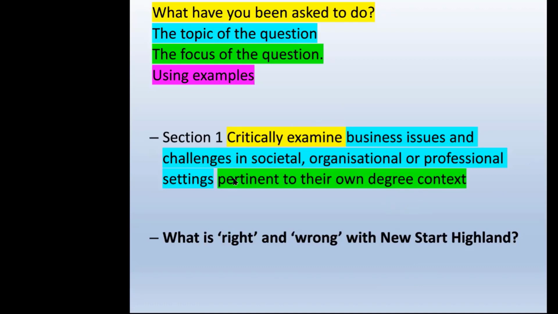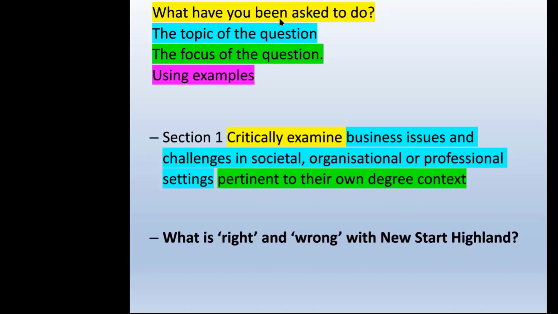And the other one is pertinent to their own degree context. And that's the thing, that when you look at these issues, you're only looking for the issues that are relevant to your own degree. So that's the focus. So if you tend to talk about business issues and challenges that are not to do with your degree context or what you've been asked to do, then you may not get the marks from it.